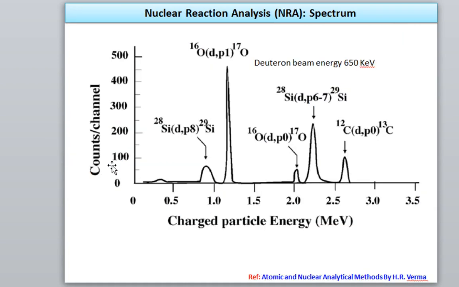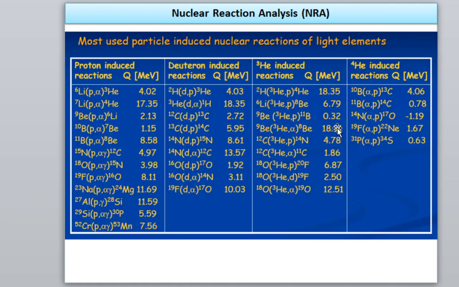In this PPT, I have shown a nuclear reaction spectrum, with charged particle energy and counts. A deuteron energy of 650 keV is used to allow the nuclear reactions, and one can measure the energy. This energy corresponds to carbon: deuteron on carbon-12, giving carbon-13 and a proton. Similarly, you see in the sample carbon, silicon, oxygen, and silicon. These elements are present in the sample. This is the NRA spectrum.